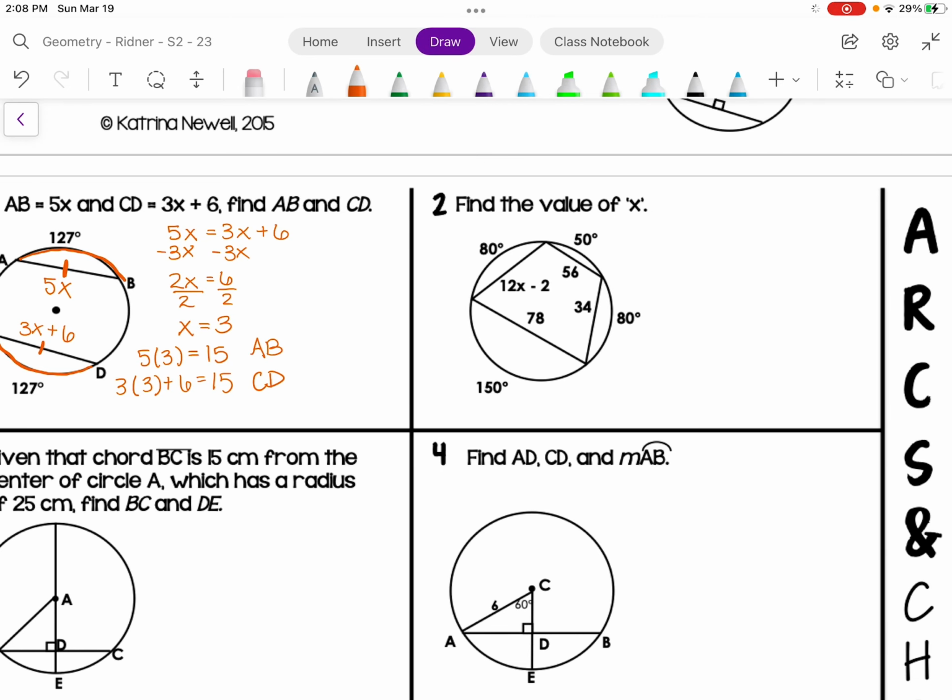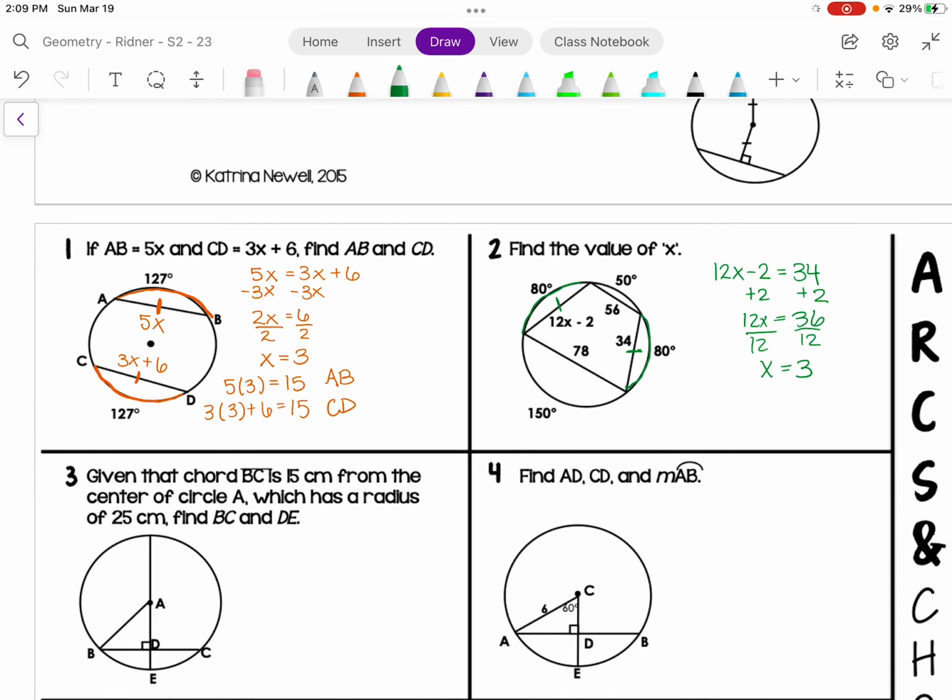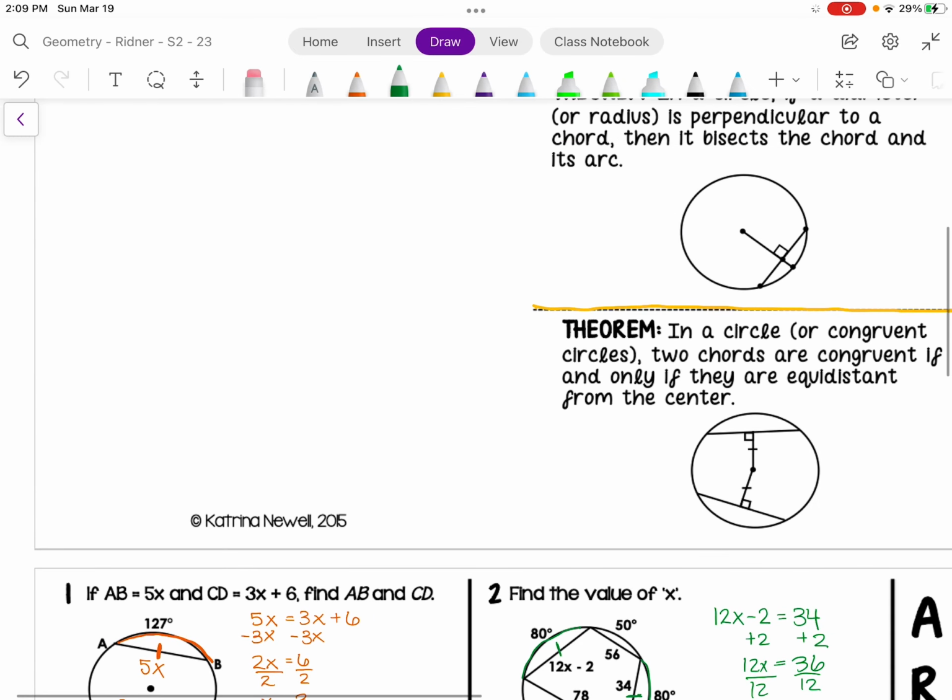All right, so same idea on number 2 here. This is 80 and this is 80, which means that this is equal to this. So 12x minus 2 equals 34. Add 2 and divide. x is equal to 3. And we're done there because it just said find the value of x. All right, let's go look at our next theorem.